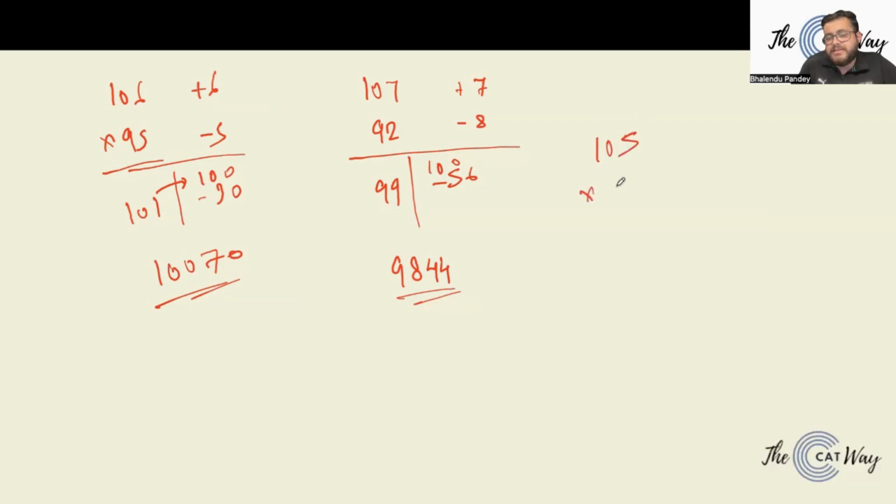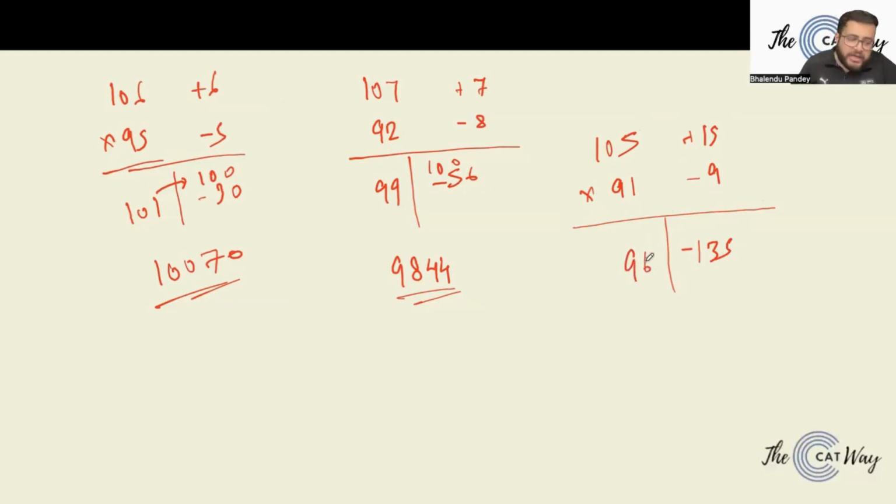105 multiplied by, let's say, 91. Right? So this is plus 15. This is minus 9. 15 and 9 give you a minus 135. 105 minus 9 gives you a 96.